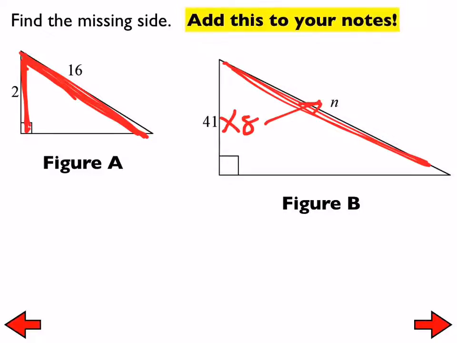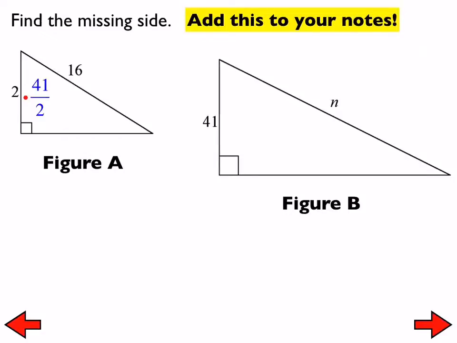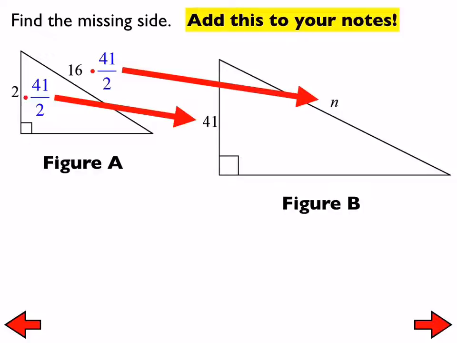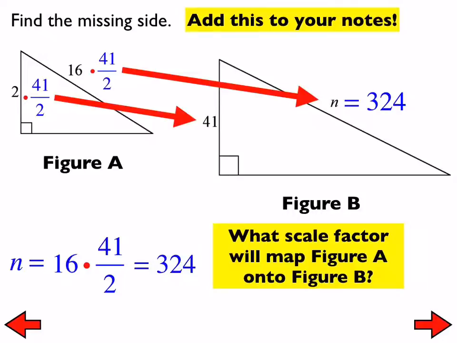So you should always look for situations like that too, because sometimes you luck out and those are the numbers you get. Now, sometimes not, okay? But always look for that. So let's go back and do this with the multiplier method. It takes 2 times 41 halves to make 41, and so 16 times 41 halves will give us, if we do the math there, 324. So the missing side is 324.